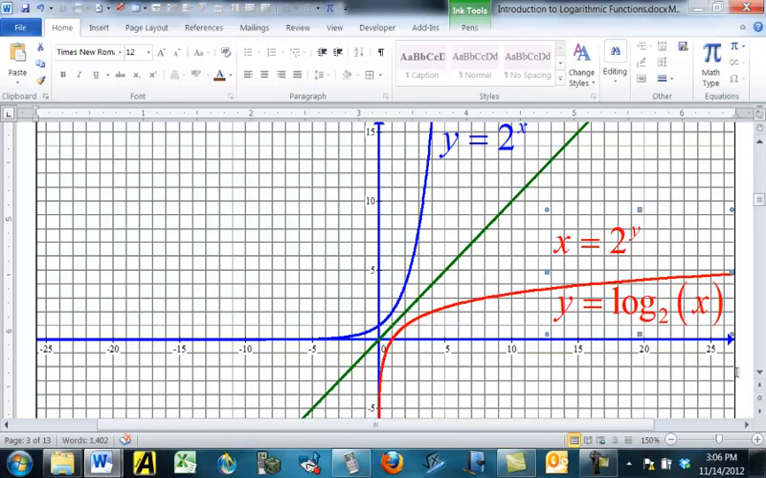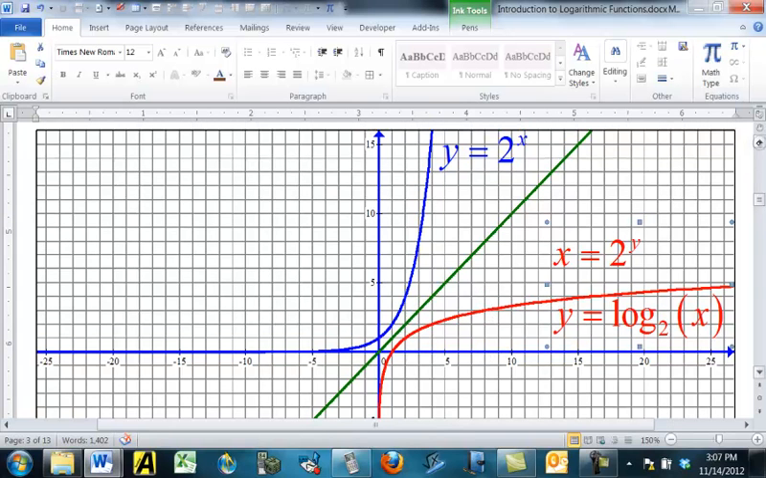So notice some key points here, some of the ones from our table above. 0, 1 is on the blue one, so 1, 0 is on the red on its inverse. 1, 2 is on the blue original, so 2, 1 is on the inverse. 2, 4 is on the original, so 4, 2 is over here on the inverse. The original has 3, 8 right there, so this one should have 8, 3, and you can see it there. Right almost off the screen here is 4, 16 right there, so this should have 16, 4.